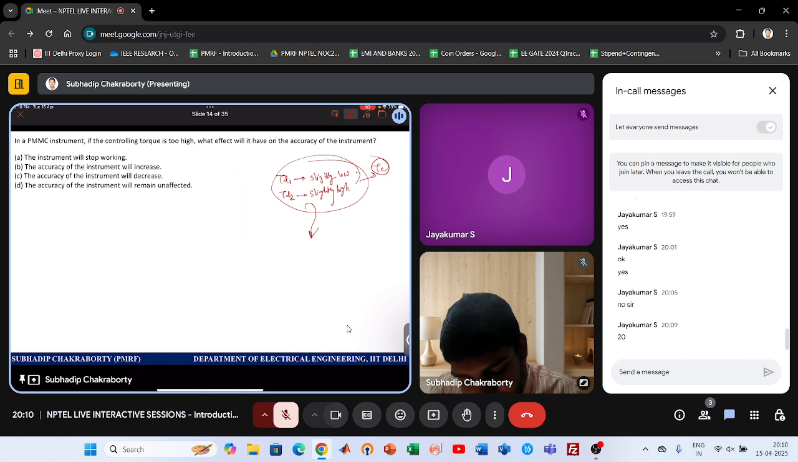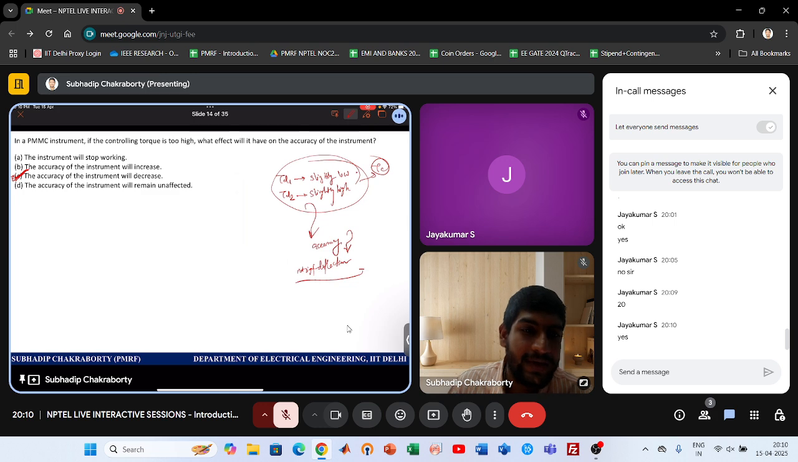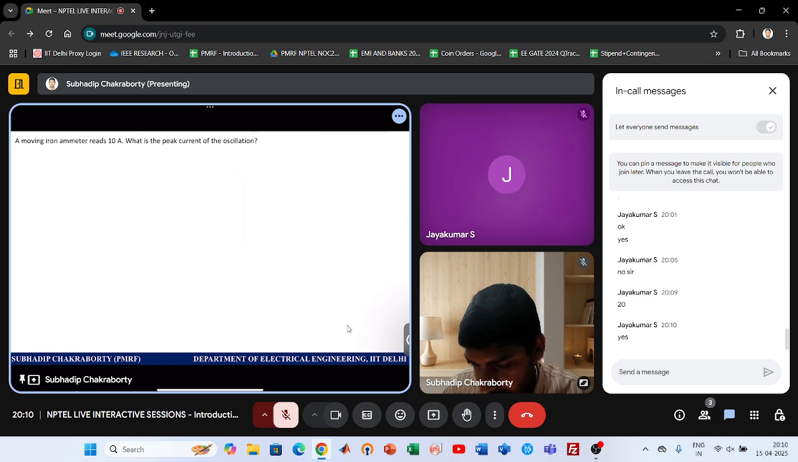So the accuracy will reduce, right? Accuracy reduces because there is not significant deflection. So the accuracy of the instrument will reduce if the control torque is too high, or in other words, the sensitivity of the instrument will be compromised. So option C is the correct answer. So tell this one, this is easy, right?